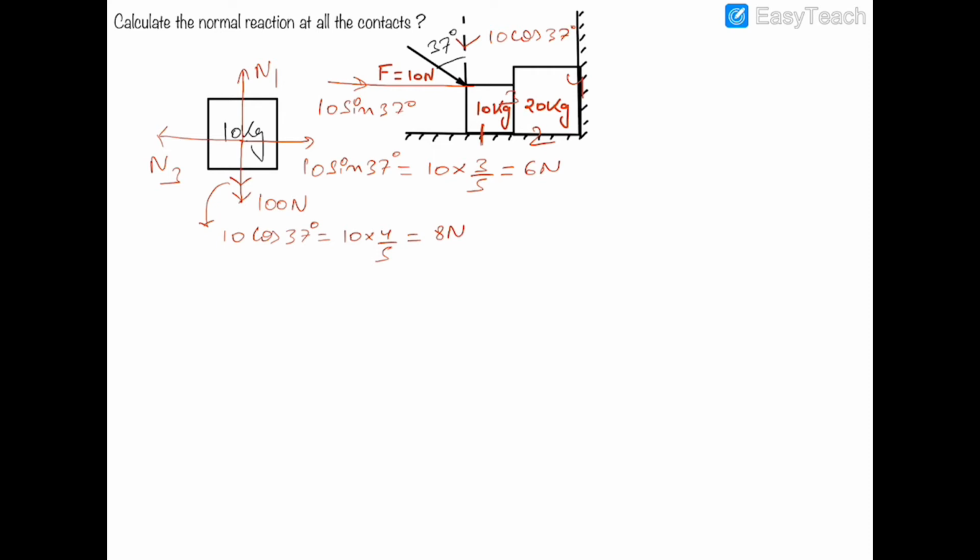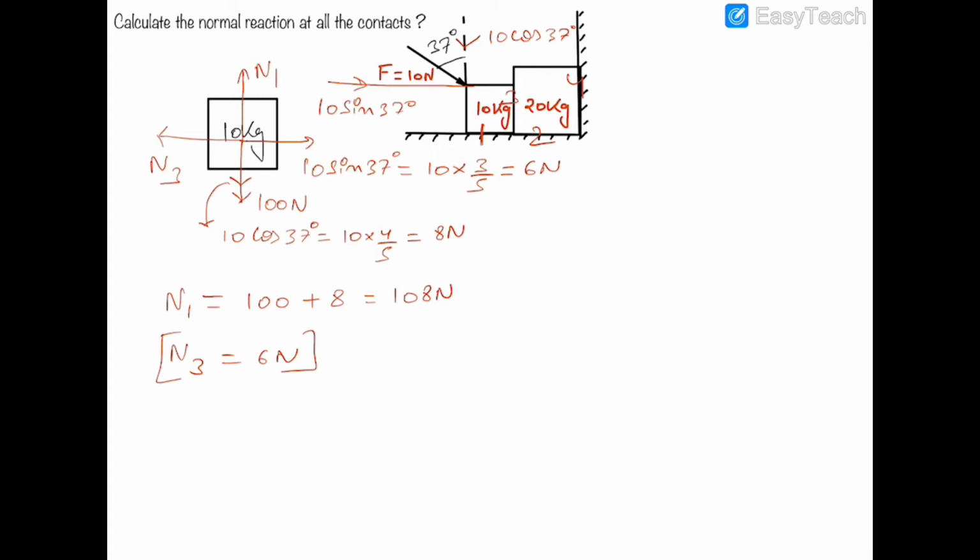So if I balance the forces in the x and y axes, N1 would be equal to 100 plus 8 newtons, so it would be 108 newtons, and N3 will be equal to 6 newtons. So N1 will be equal to 108 newtons and N3 will be equal to 6 newtons.